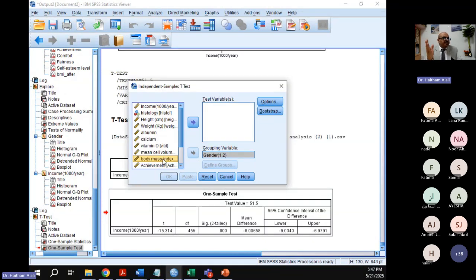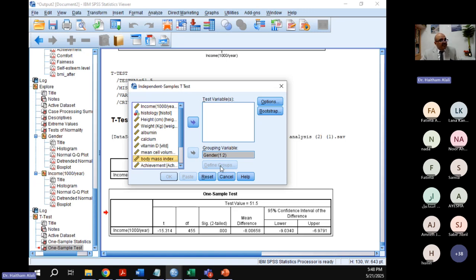So the hypothesis could be like this: there is a difference between male and female in their achievement, for example. There is a difference, and we want to check if this statement is true or not. This is the way we check the hypothesis.